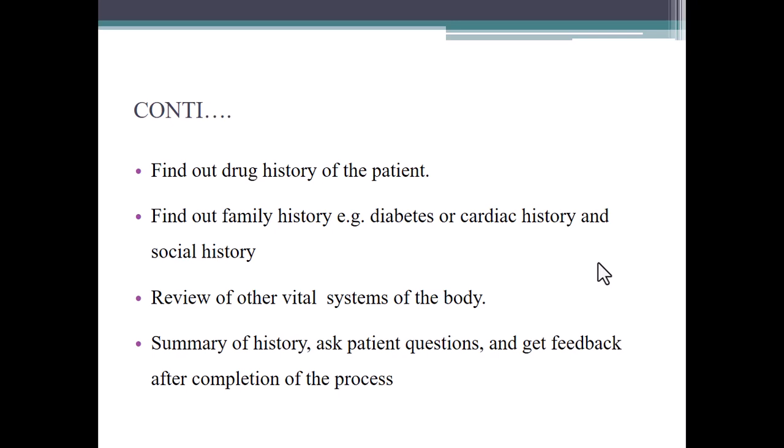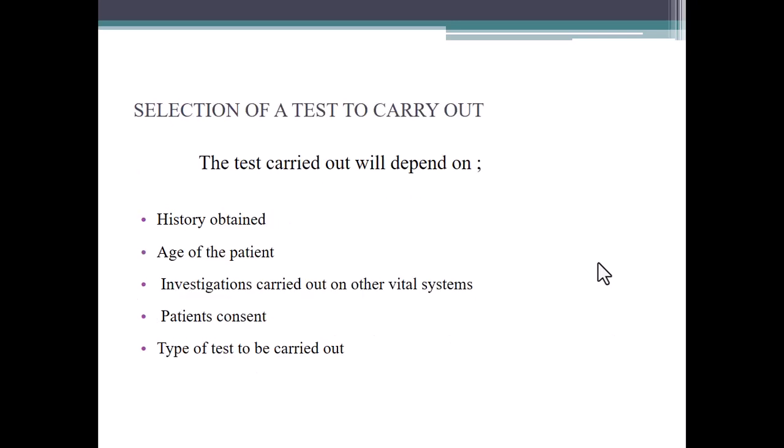Review of other vital systems of the body. And then there is also need for you to have the summary of the history, ask your patient questions, and get feedback after completion of the process. So selection of a test to carry out is based on the patient history. The test carried out will depend on patient history, age of the patient, investigations carried out on other vital systems, and then patient's consent. Without consent, you cannot go on.